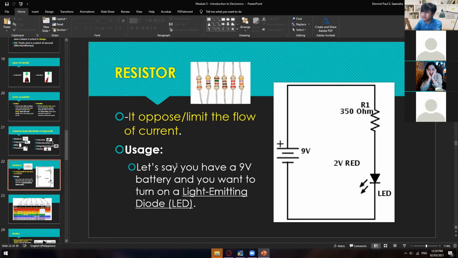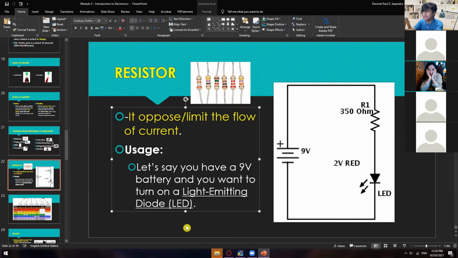So here's the usage. Let's say that you have a 9-volt battery and you want to turn on an LED, a light emitting diode. Here's the connection. We have the battery right here, which is 9 volts. You have to put here, let's say, a 350 ohm resistor before passing through the LED. Why? Because 9 volts is so much for a 2 volt red LED. What will happen if you don't have this resistor? There's so much current, so the LED will create so much light, and then maybe after 5 or 10 minutes, it will fail, get destroyed, or not work as an LED anymore.